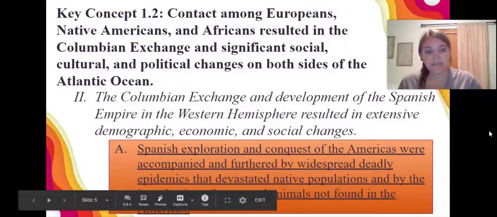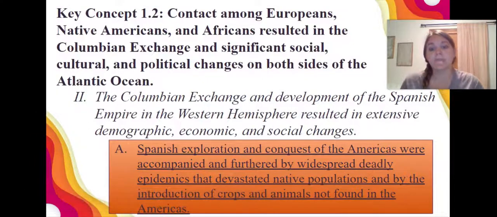And then the last section that it's addressing, Spanish exploration and conquest of the Americas, were accompanied and furthered by widespread deadly epidemics that devastated native populations and by the introduction of crops and animals not found in the Americas. So this one is more focused on how the Columbian Exchange affected the Americas.